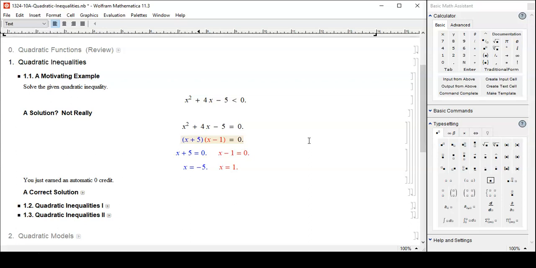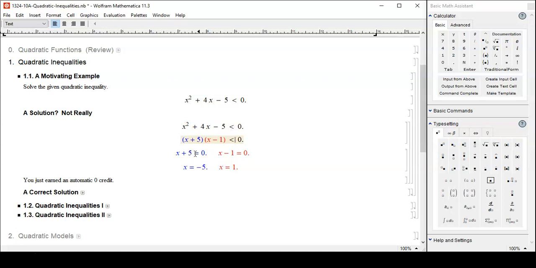It works for equations because in the second line we have this 0 property. Blue times red is 0, so one of them has to be equal to 0. There's no way we are going to get 0 by multiplying two non-zero numbers. That's why it worked, the 0 product property.